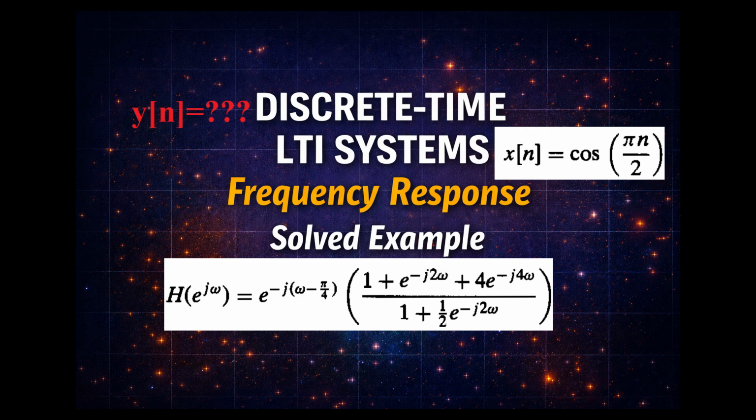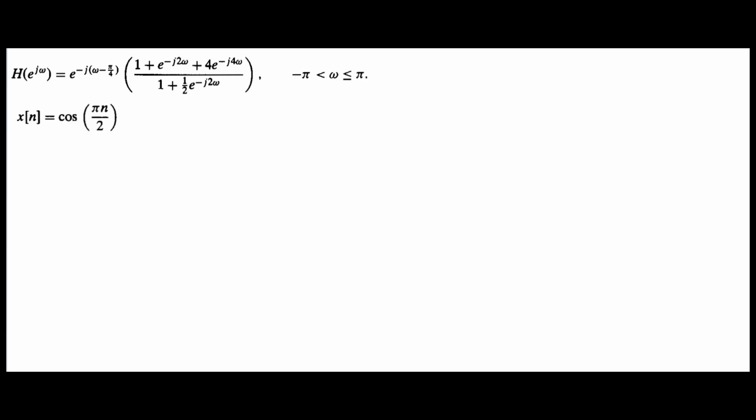In this video, we solve an example of discrete-time LTI systems in the frequency domain and time domain. In this question, the frequency response of an LTI system is given, and the input in time domain is also given, and we are asked to find the output of this LTI system in time domain. First, we need to review a few points.